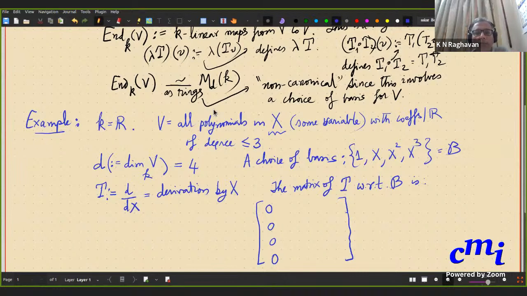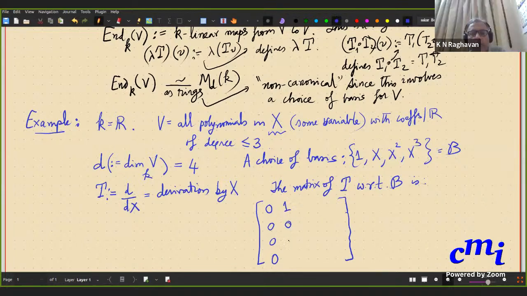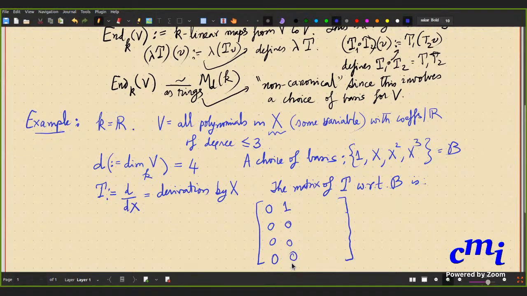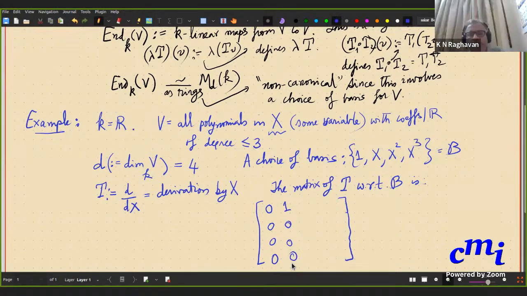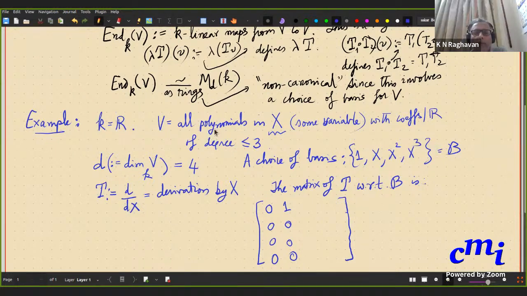Right. What's the second column? That will be 1, 0, 0, 0. Very good. Maybe you could explain why that is so also. Yes, sir. The derivative of x is 1, and we can write 1 as 1 into 1 plus 0 into x, 0 into x squared, and 0 into x cube. Excellent. Very good. I'm so happy that this is all something that you know very well. Please tell me the third and fourth column as well.